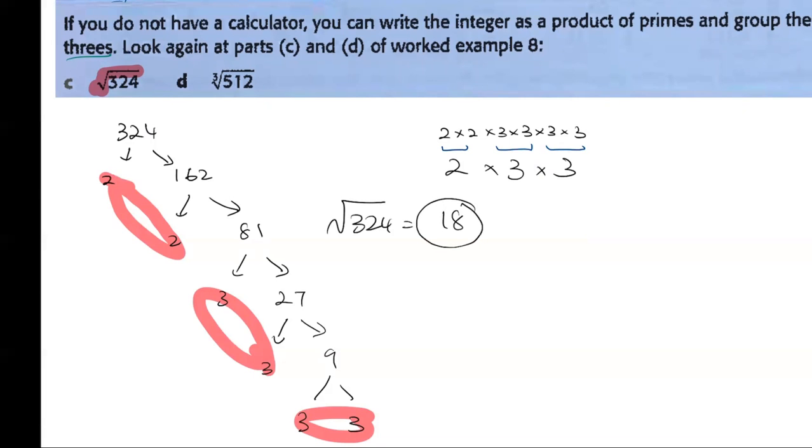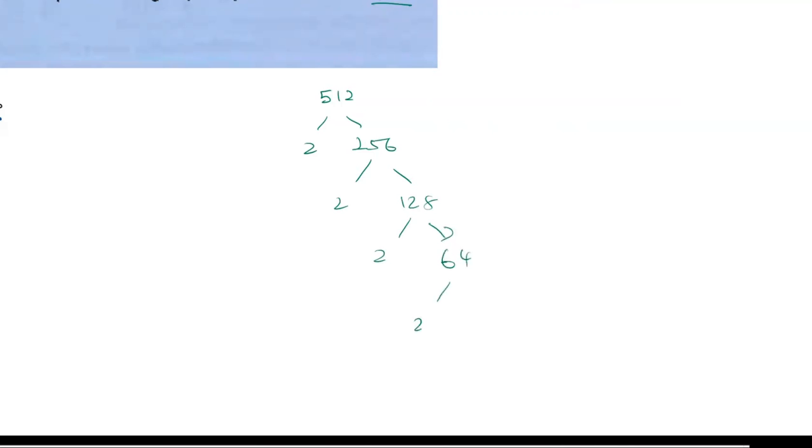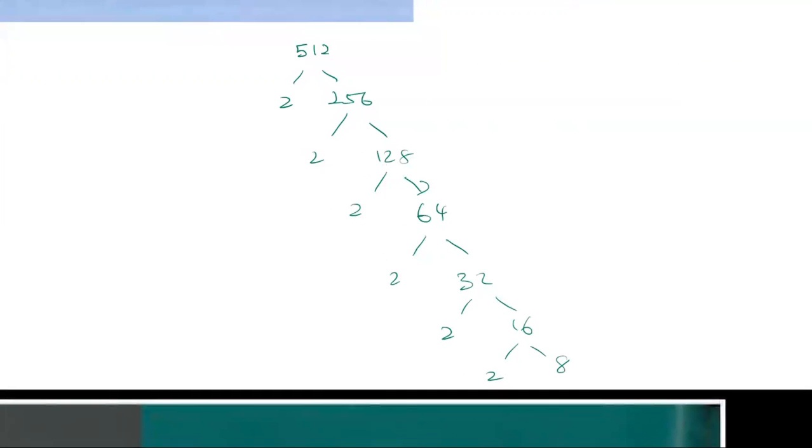Well, I can do the same thing for 512 as well. So 512, I'm going to write it out here, but I have to group them into 3s. So let me just try to do it here. Divided by 2, I get 256. Divided by 2, I get 128. Divided by 2, I get 64. Divided by 2, I get 32. Divided by 2, I get 16. Divided by 2, I get 8.